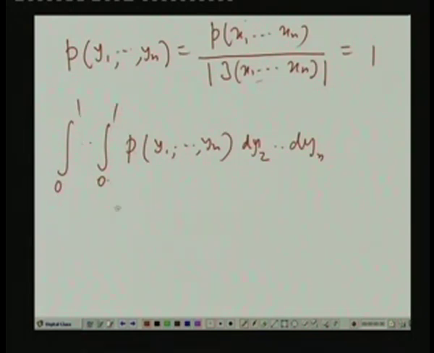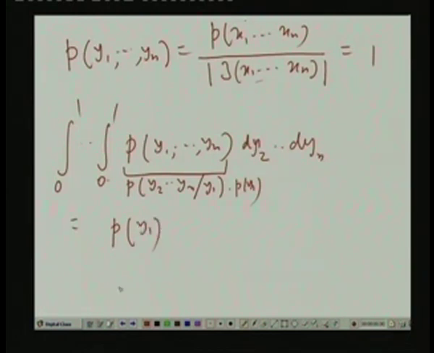Okay. And what does this give actually? You can write this thing as p of y_2 up to y_n conditioned on y_1 times p(y_1). So, p(y_1) comes out of the integrals, and the remaining thing when integrated will give rise to 1, because total probability is 1. So, this gives rise to p(y_1), but if I do the same thing on the right hand side, I have got 1.